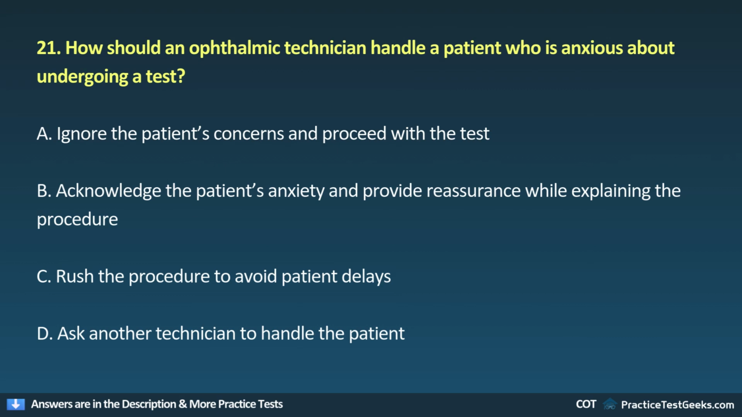21. How should an ophthalmic technician handle a patient who is anxious about undergoing a test? A. Ignore the patient's concerns and proceed with the test. B. Acknowledge the patient's anxiety and provide reassurance while explaining the procedure. C. Rush the procedure to avoid patient delays. D. Ask another technician to handle the patient.